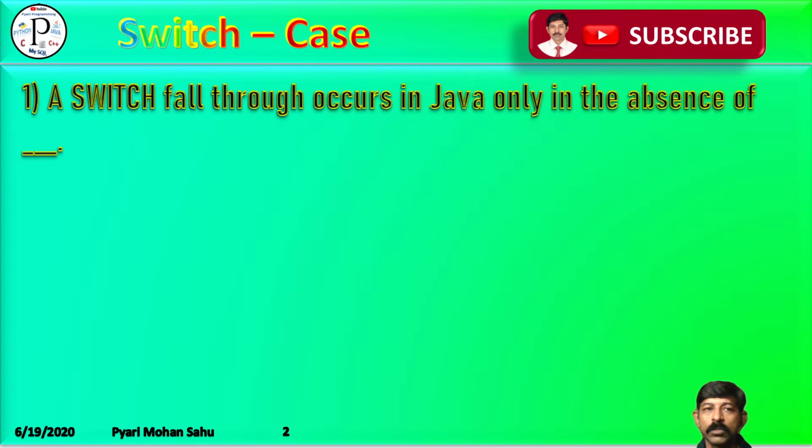First question. A switch fall through occurs in Java only in the absence of dash. That means if you are not going to give what, it is going to generate fall through. If I am missing this, it will generate fall through.